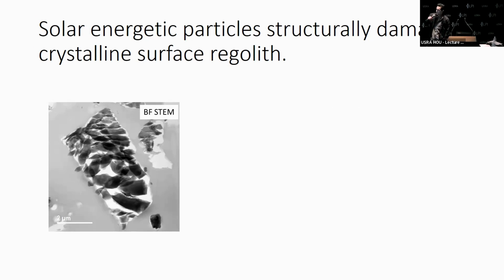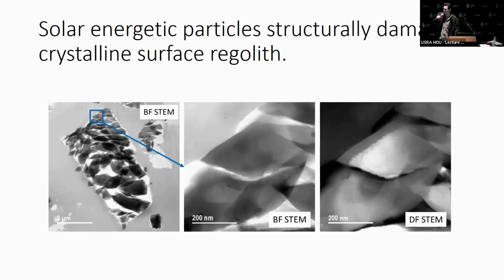So this is a lunar anorthite that was embedded in epoxy, sliced into a 50 nanometer thick thin section and stuck in a TEM. This is a bright field scanning transmission electron microscopic image. The feature I'm interested in is on the very rim. So if we look at the dark field STEM image on the right, we'll see two notable features.